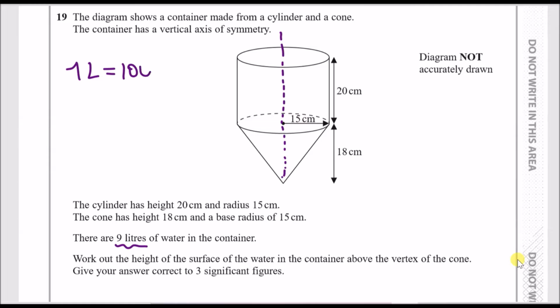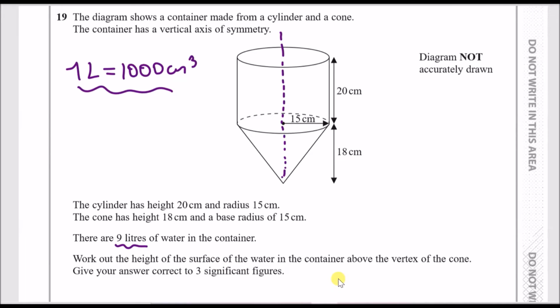you get 1000 centimeter cubed as its equivalence, yeah? So this is actually an identical relationship. Okay, so I think that's kind of tricky. So they want us to know that 9 liters is therefore 9000 centimeter cubed. Okay, cool. So work out the height of the surface of the water in the container above the vertex of the cone.